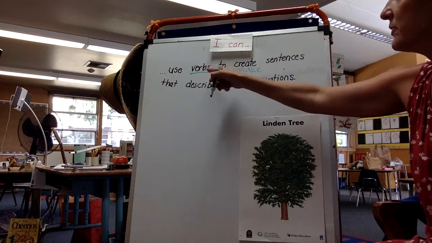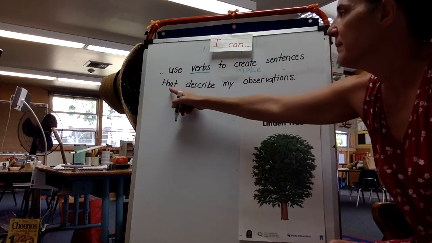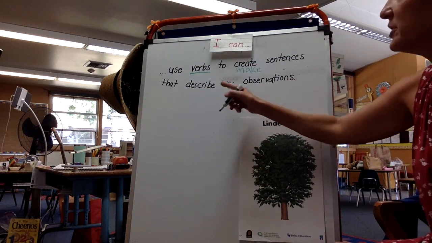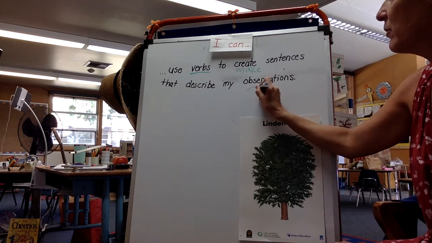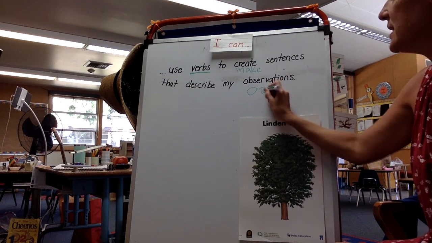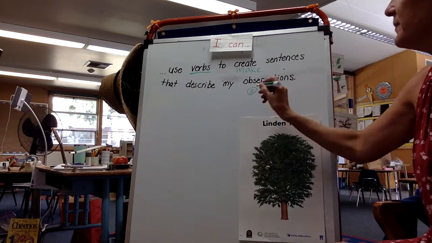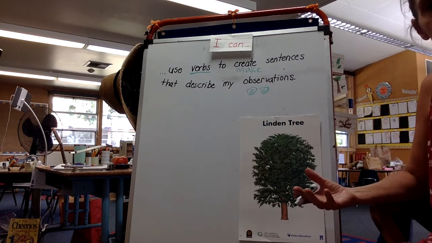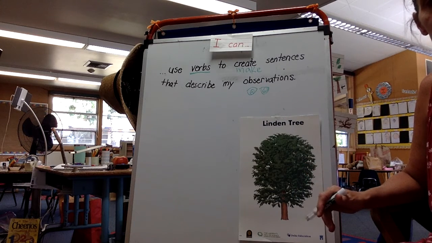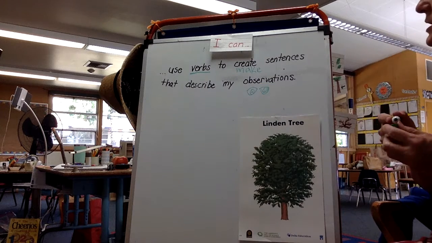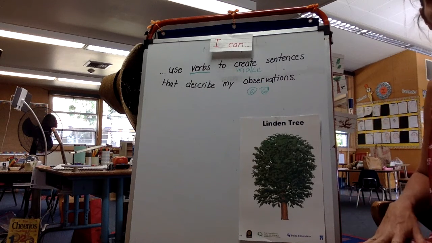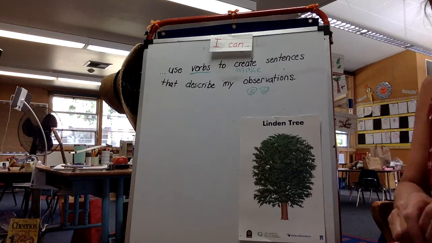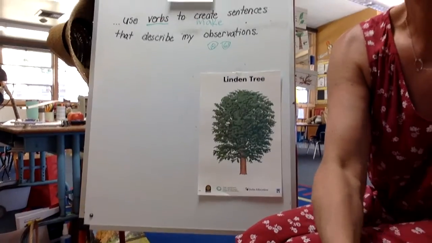So I can use verbs to make sentences that describe my observations. That means to tell about what I am seeing. See these eyes seeing? I can say sentences that tell what I'm seeing, and I can use the verbs to make those sentences correctly. Today we're going to practice that with a tree because we'll be starting our tree studies.